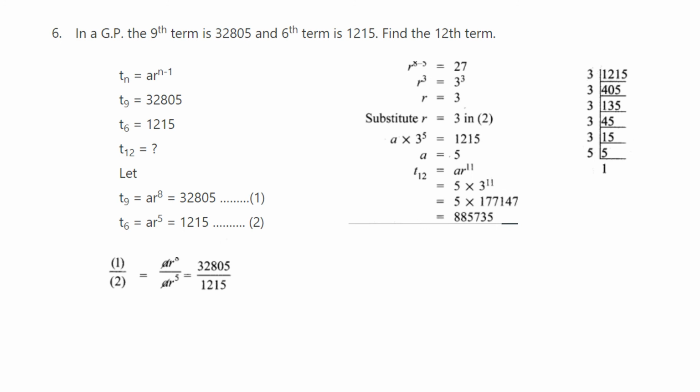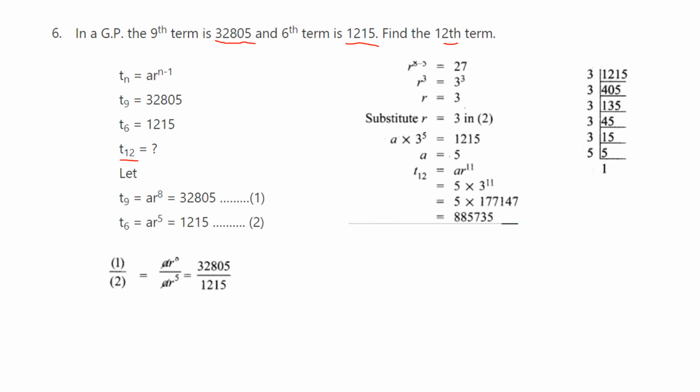In a GP, the 9th term is 32,805 and the 6th term is 1,215. Find the 12th term. Here use the formula Tn equals a r to the power n minus 1. Write the T9 value and the T6 value; we will find T12. T9 is nothing but a r to the power 8, and T6 equals a r to the power 5. Call these equations 1 and 2.